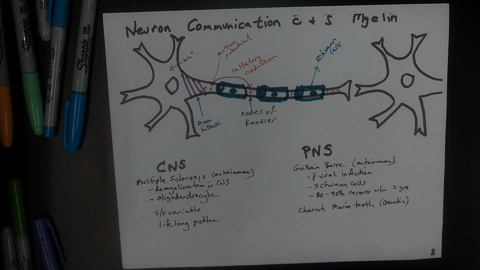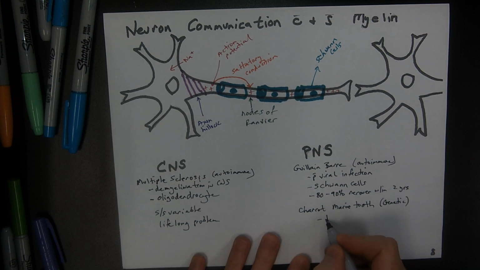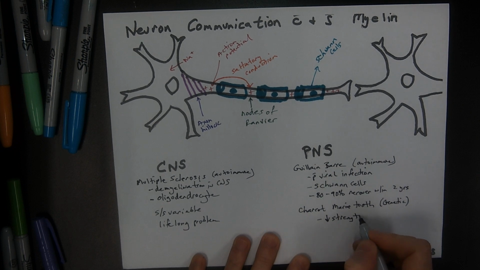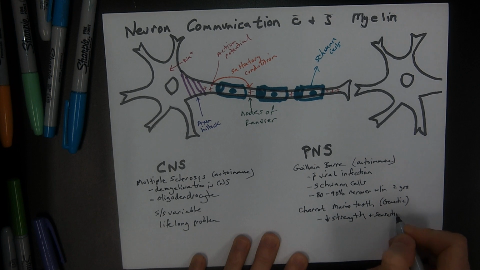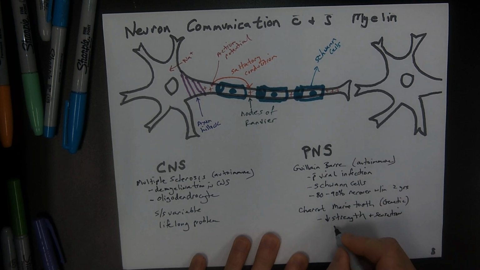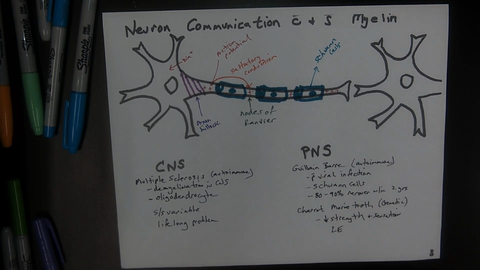Patients are going to present with decreased strength and sensation, specifically in their lower extremities. And it is a progressive problem. It gets worse as you get older. I've seen patients in the clinic with Charcot-Marie-Tooth. This is the patient population that we want to try and compensate with, so get them AFOs and teach them to walk with a cane or walker.